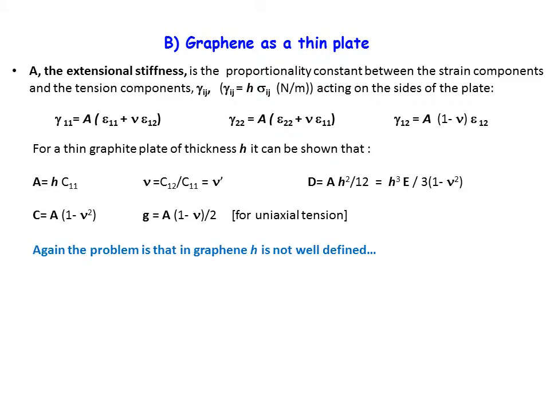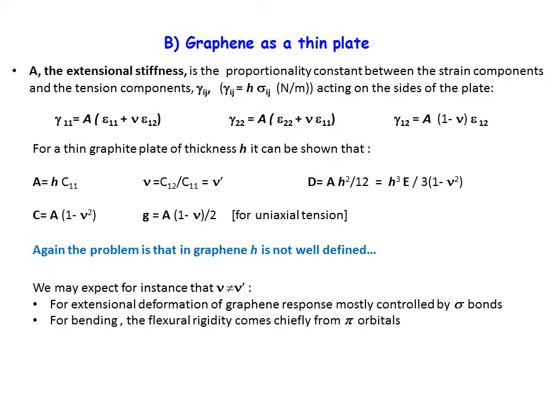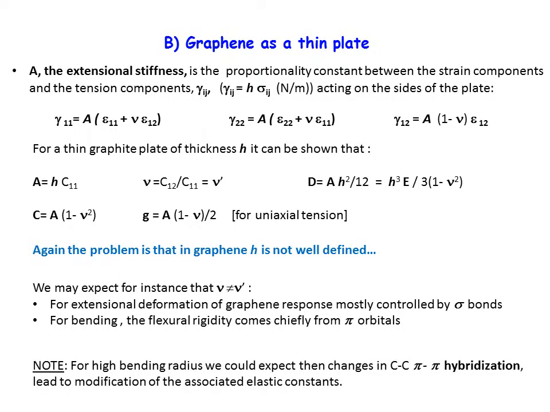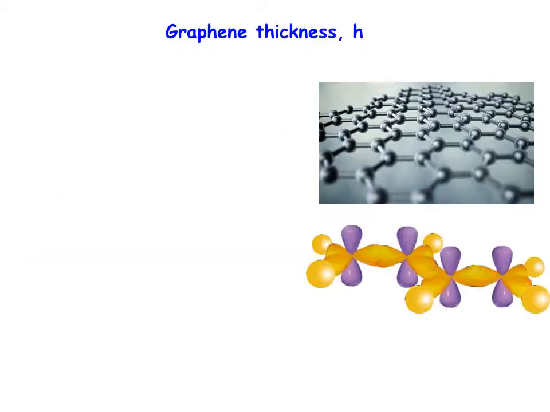Again, we find that defining h, the thickness of graphene, is the key element of all these models. In the case of graphene, we may expect in addition that nu and nu prime, the last one being related to the bending equations, do not have the same values. The reason is that extension is controlled by sigma bonds, whereas bending derives from pi orbitals. As a final consequence, we may expect that for high bending, leading then to changes in the balance between pi and sigma bonding interactions, the elastic constants themselves can be modified.